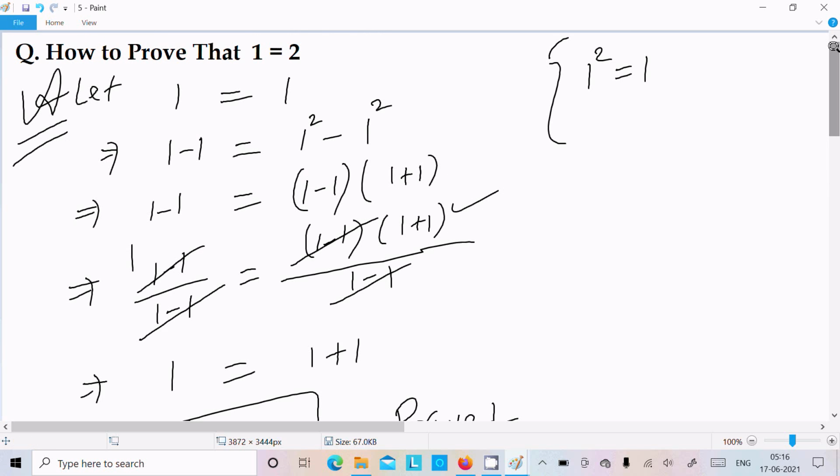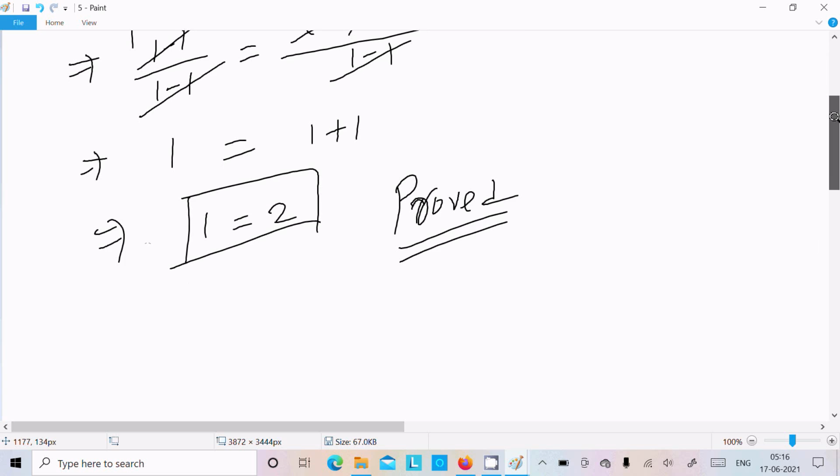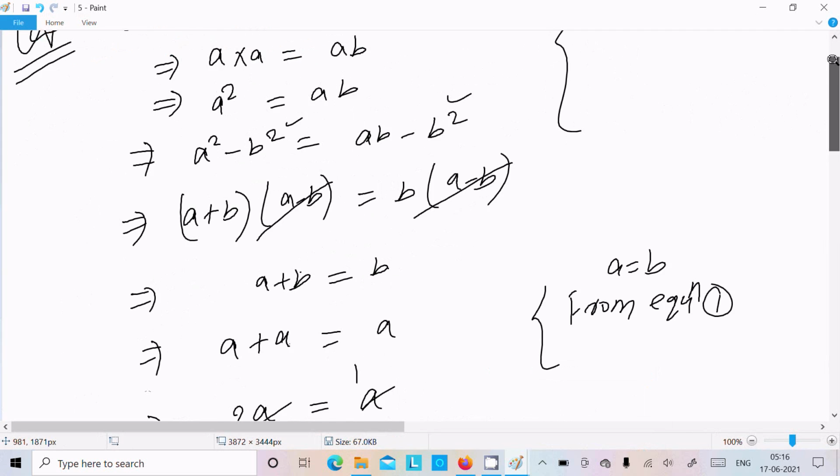So in this method, I assumed 1 equal to 1, subtracting 1 from each side. Here if I do the squaring, there is no effect, and here I use the A square minus B square formula, that is A plus B, A minus B. Thereafter divide 1 minus 1 on each side, and after doing the calculation 1 equal to 1 plus 1, it's a proof. So these are the two ways we can prove this question.